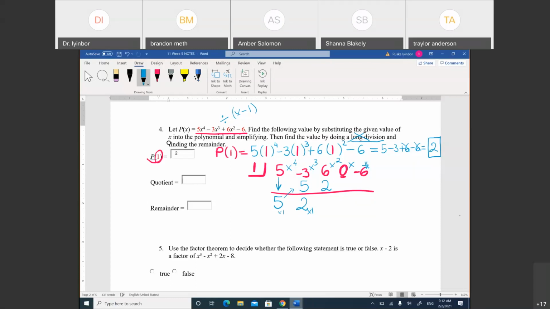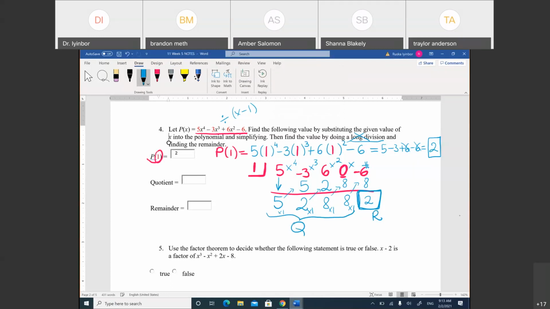Then you're going to multiply by 1 one more time, and write it up here. 8 times 1 is 8. You're going to add 0, so it's still 8. Then you're going to multiply by 1, that's also 8. And 8 plus -6 is 2. Okay? So that's the table we're going to get. The last number is the remainder, and all these other numbers are going to give me the quotient.